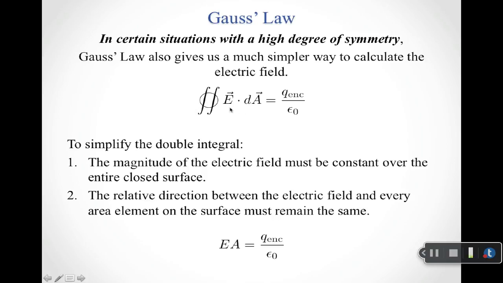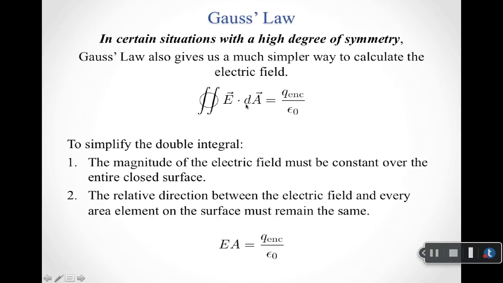And what you'll notice is if we can simplify this integral, then what we're left with is a fairly basic expression on the left that just says the magnitude of the electric field times the area of our surface has got to be Q enclosed over epsilon naught. So this gives us an easy way to calculate the magnitude of the electric field by simply dividing Q enclosed over epsilon naught by the area of the surface that we've picked, our Gaussian surface. But this only works if we can simplify the double integral. So what are the two things that we have to do?